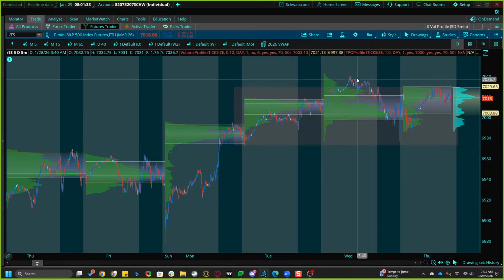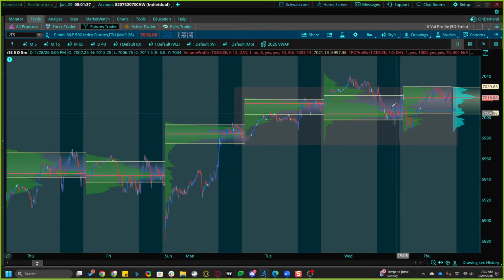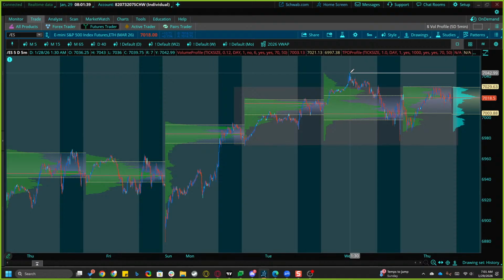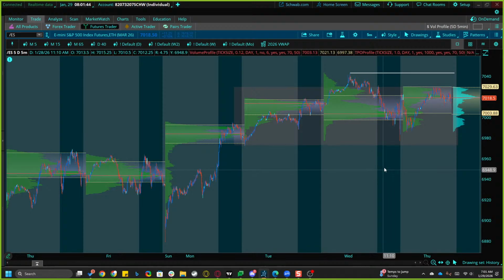But a breakout above this previous high, they'll have the energy behind it, get through that 70.50 and start working towards that 7100. Or a break below that Tuesday low, and we can challenge the low of Monday, Sunday night, Monday.